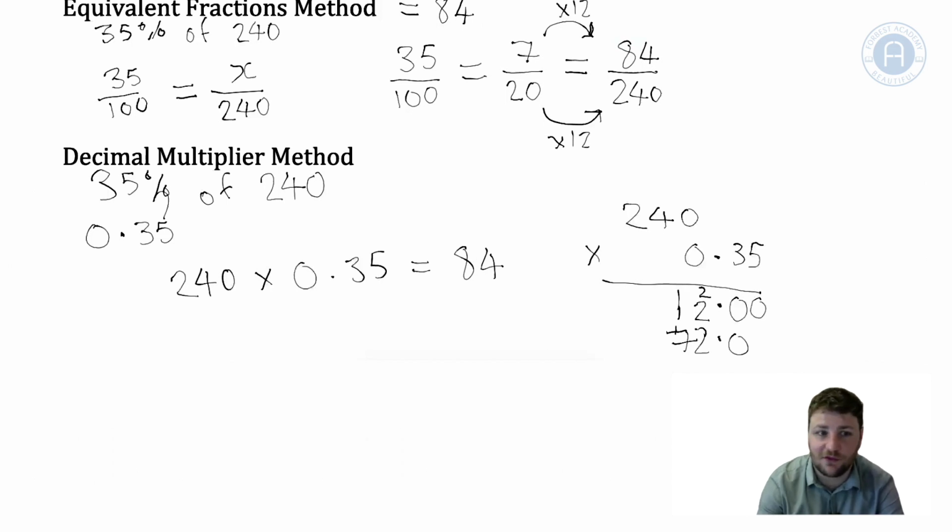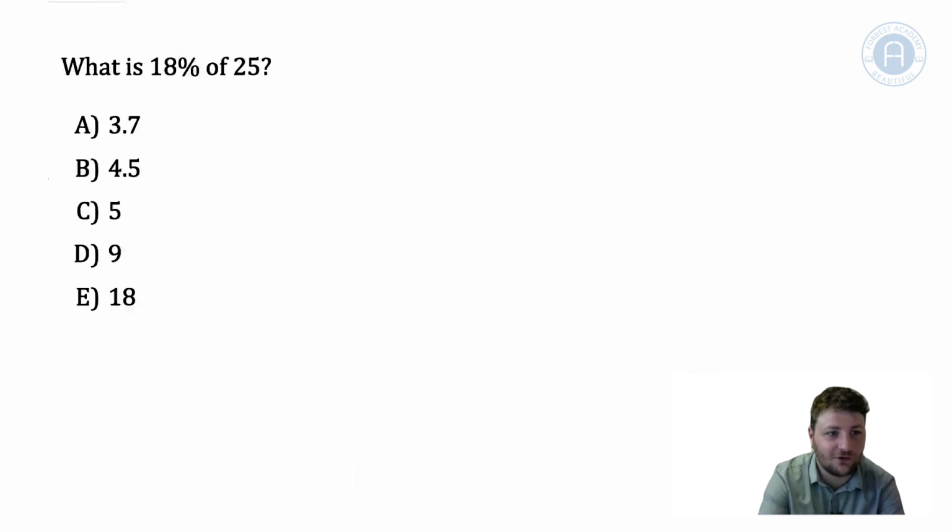So those are our 3 methods we can use: the breaking down method, an equivalent fractions method, and a decimal multiplier method. So let's apply this now to some questions from the SSAT. So we've got, what is 18% of 25? We can use any of our methods here.